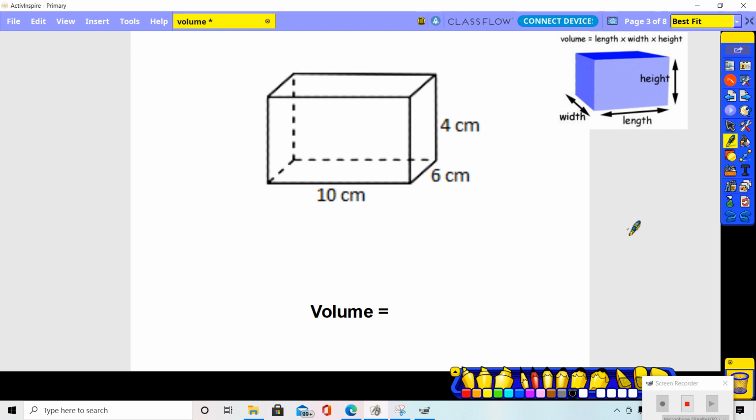Here's another one that I'd like you to have a go at. So pause the video now and multiply those three measurements together. Okay, let's see how you did.